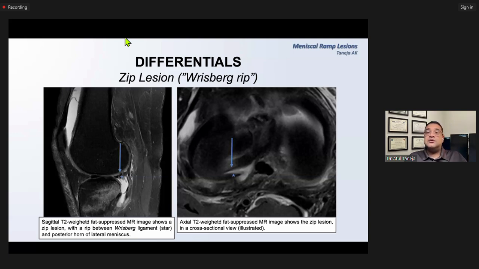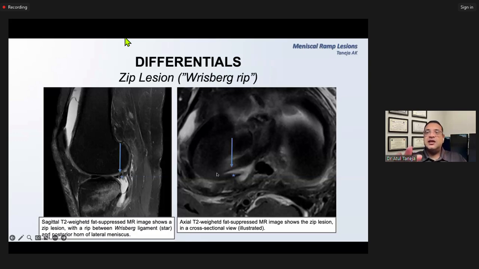We should remember that the lateral also has some interesting types of lesions, such as the zip lesion, the so-called zipper or Risberg rib, which happens when there is a detachment of the Risberg ligament, the posterior meniscotibial ligament, from the posterior horn of the lateral meniscus. The Risberg ligament has an extensive attachment to the posterior margin of the lateral meniscus. When there is this zip lesion, it opens up. It's called a Risberg rib.